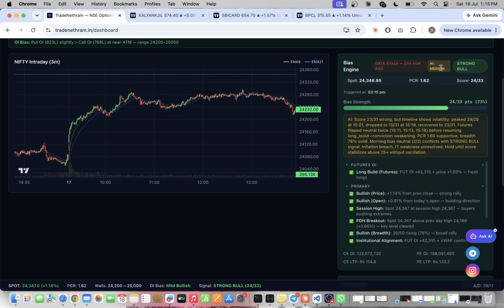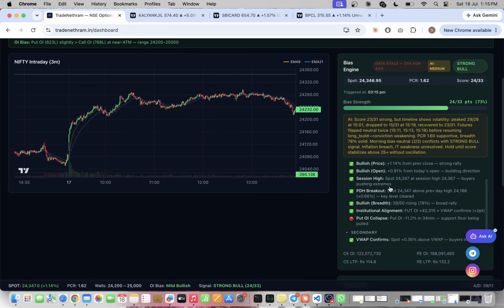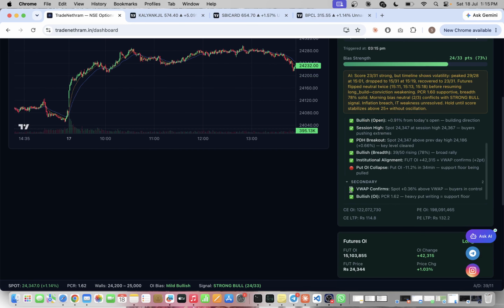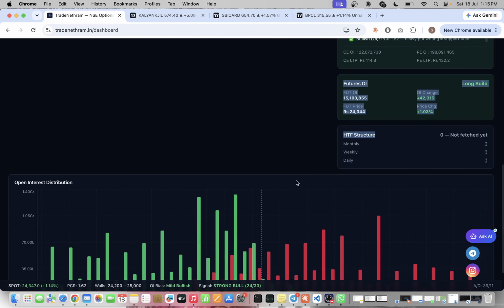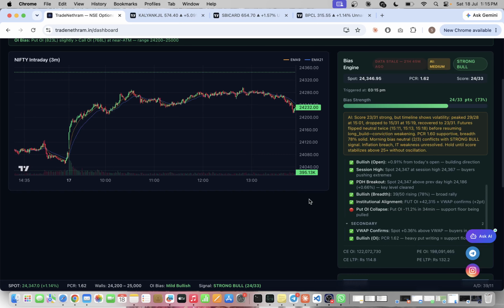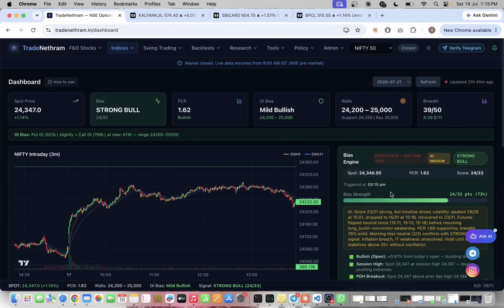Another thing is brief information about the signal, the futures OI, and the primary and secondary information. This is the OI data which you can see briefly, and this is the open interest distribution among all the call and put strike options.